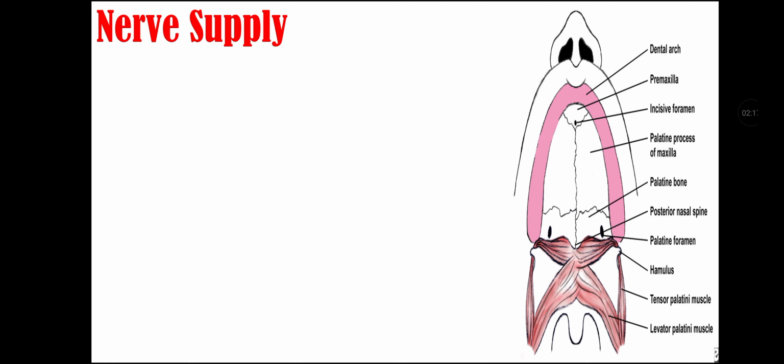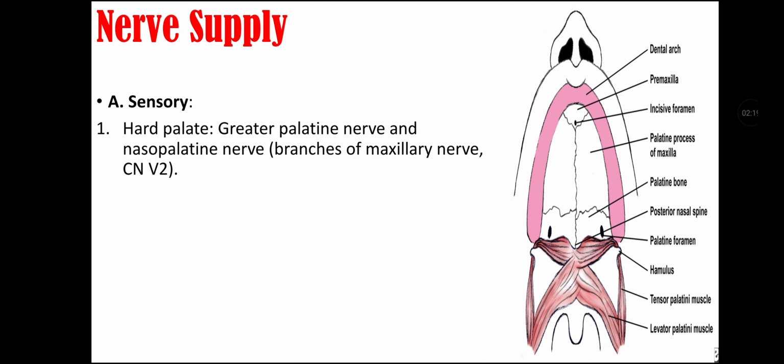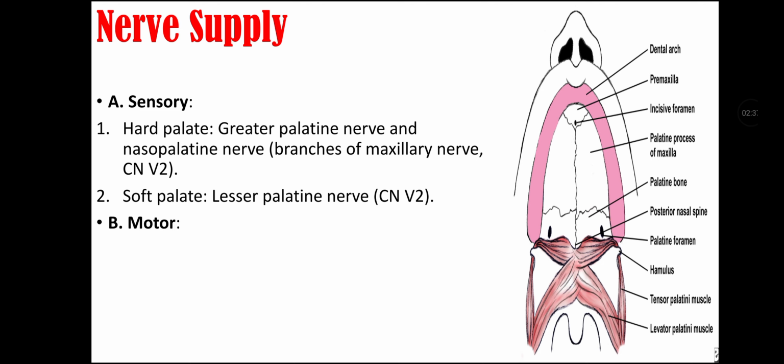Nerve supply of palate. It has sensory nerve supply. Sensory nerve supply to hard palate is by greater palatine nerve and nasopalatine nerve that are branches of maxillary division of trigeminal nerve. Sensory nerve supply to soft palate is by lesser palatine nerve that is also a branch of maxillary division of trigeminal nerve.